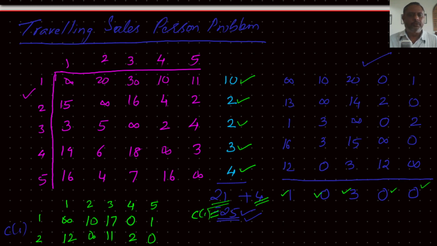4 to 2 is 6. 2 to 5 is 2. 5 to 3 is 7. And finally 3 to 1 is 3. So 10 plus 6, 16, plus 2, 18. 18 plus 10, 28. So 28 is the correct answer, and the same 28 we got here.